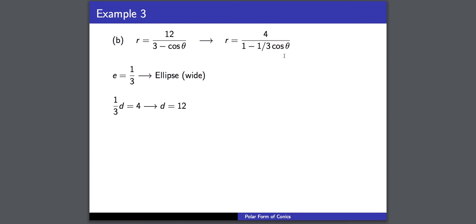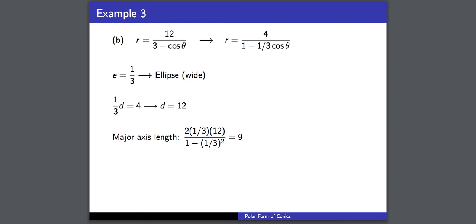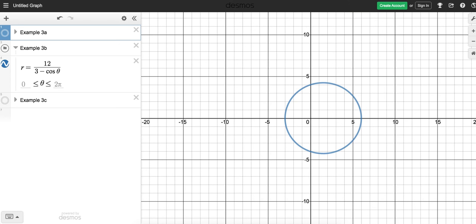So we have e equal to 1/3, and 1/3 times d is going to give us 4, which makes d equal to 12. Which means that our major axis length is going to be 2 times e times d over 1 minus e squared, which gives us 9. And if we take a look at our graph here, because it is wide, we have from one vertex to the other a distance of 1, 2, 3, 4, 5, 6, 7, 8, and 9. So we have one vertex at -3, 0, another at 6, 0.